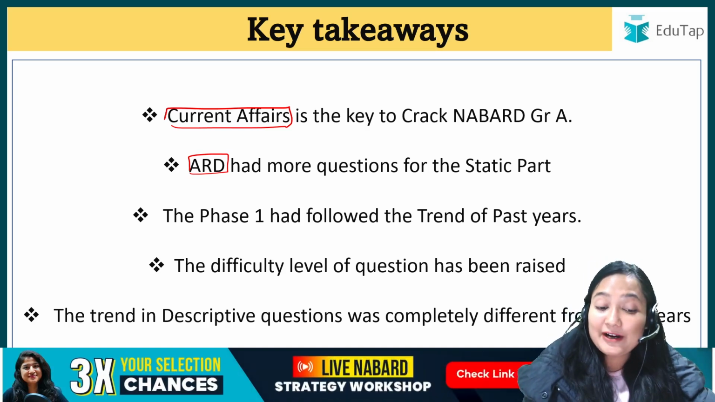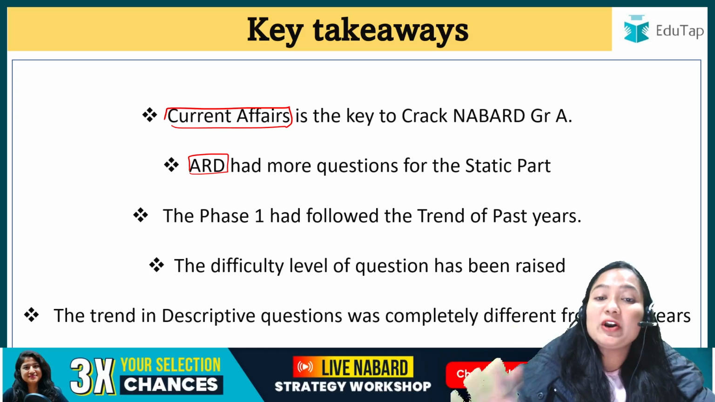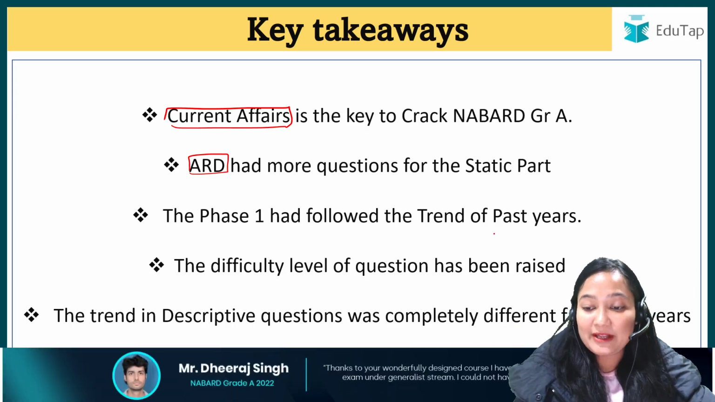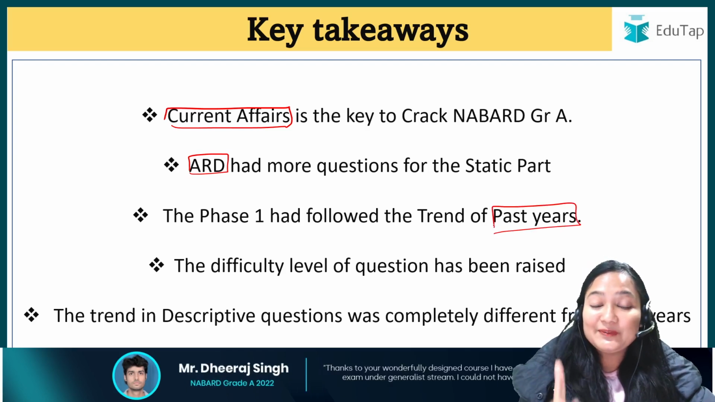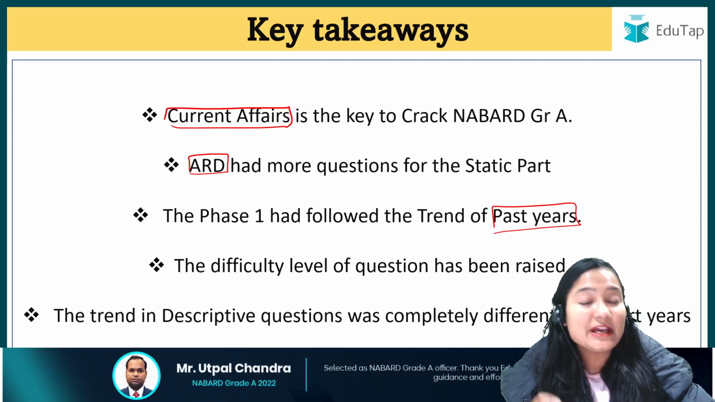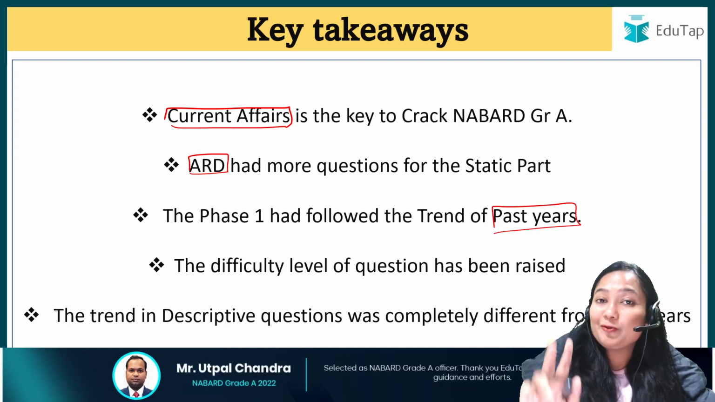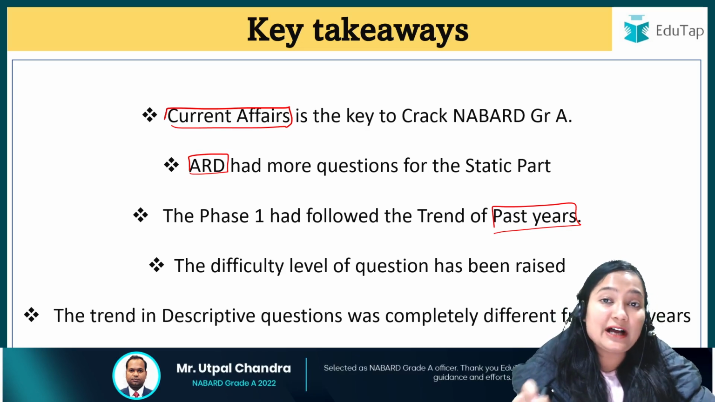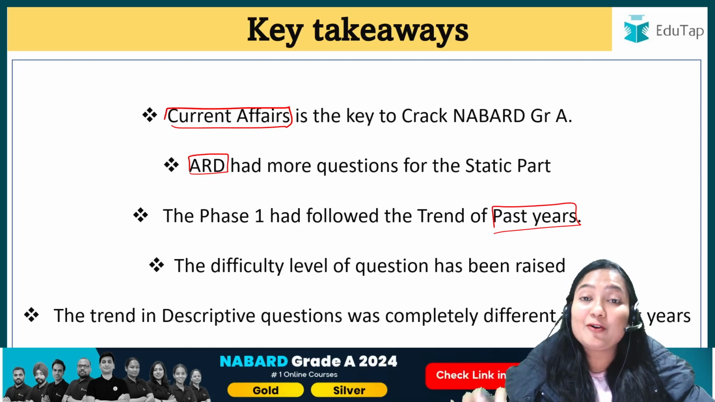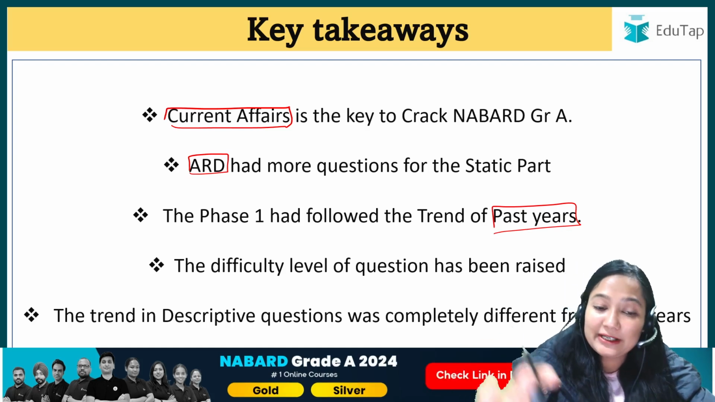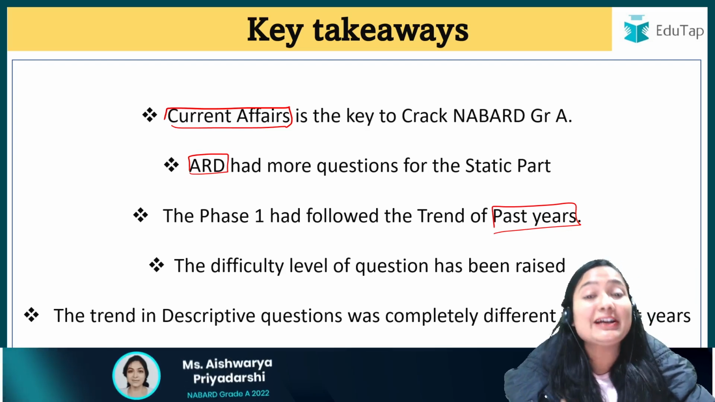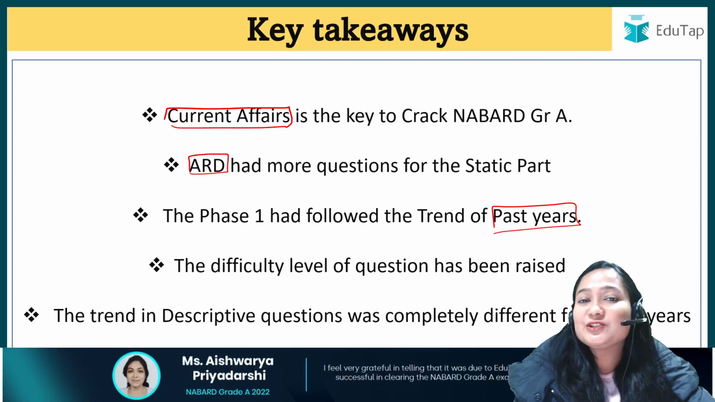ARD. If I talk about phase 1 especially, overall the trend was followed if going by the past year. But the difficulty level of the questions in almost each section was increased. If I talk about phase 2, the descriptive questions asked this time were completely different from the past year, and they have not even followed the trend. So I'll tell you how, and let's talk a little about every point so that you have a better idea of what I'm saying. For now I have given you just the gist, right?